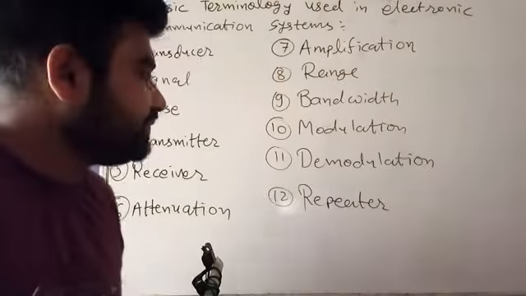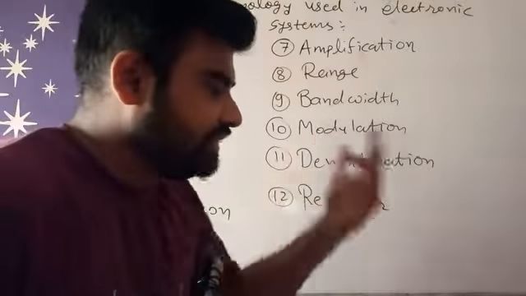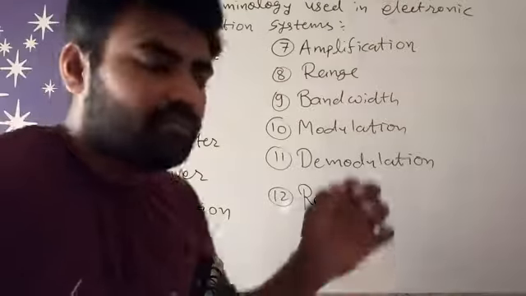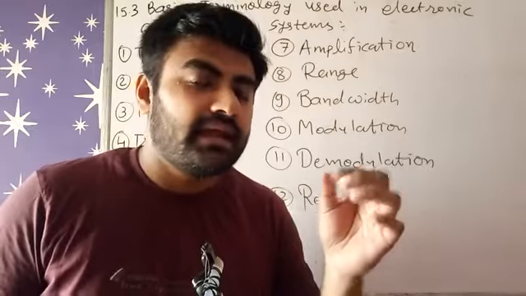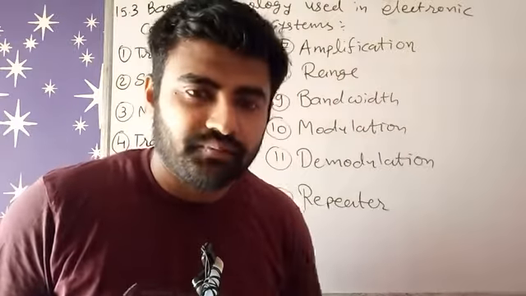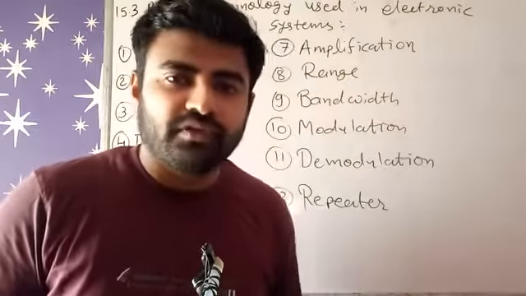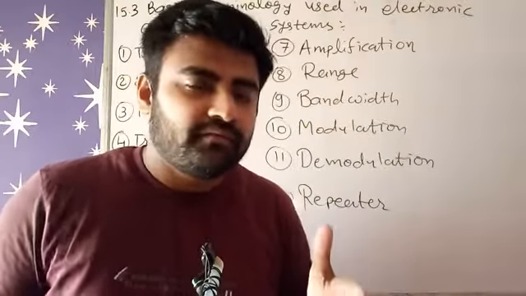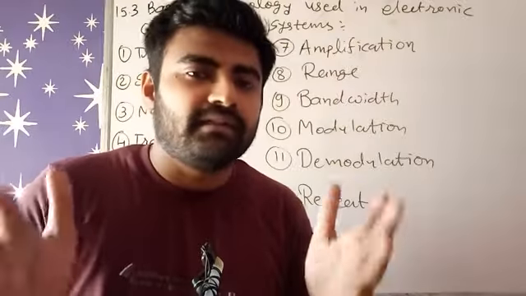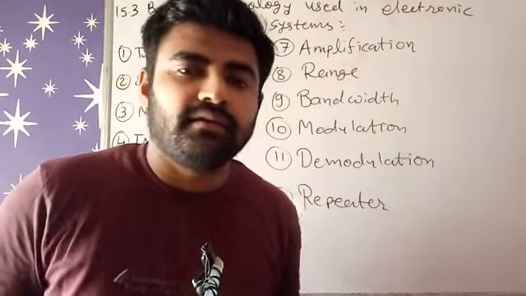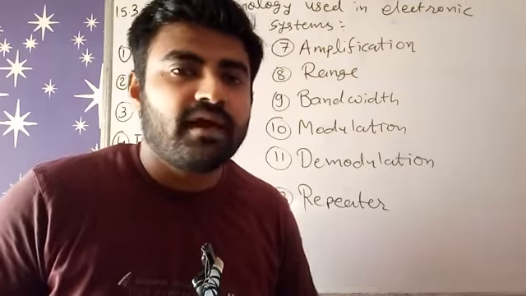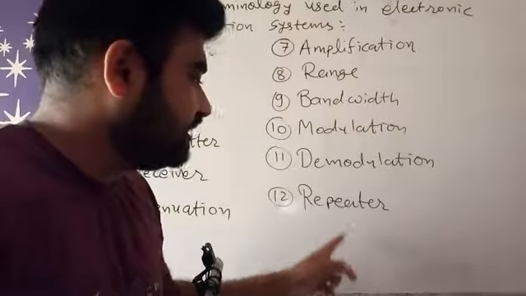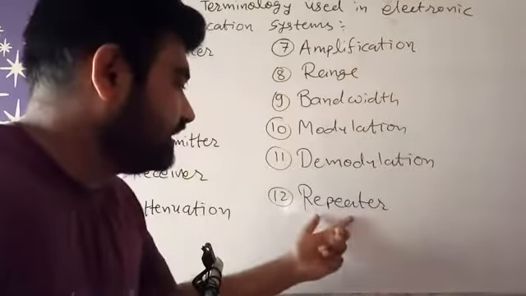Repeater. Now see, whenever we transmit a signal, along the way of transmission, because of low frequency, that data cannot be transmitted further. So we have to repeat that process of transmitter, channel and receiver. Initially we have the whole system, but further along the way of transmission we have to put another system. So that process repeats itself. That's why we call it a repeater.